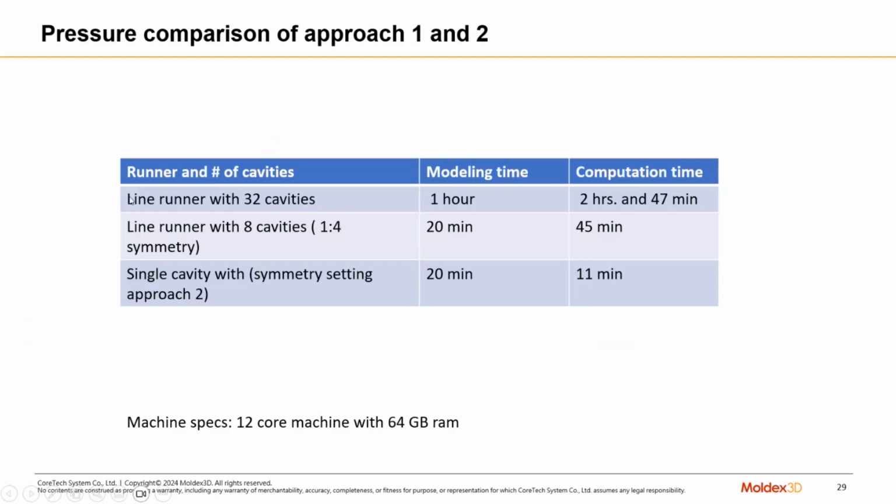So basically, when you're considering the entire mold, it takes around 4 hours of total time, right? 1 hour of modeling time and 3 hours of computation time. But you can get the same answer. Let's say air entrapment is an issue on all your cavities. You can get the same answer within like 30 minutes. You don't have to wait for 4 hours by following this approach. And this is the machine spec. We use the same machine for all of them.